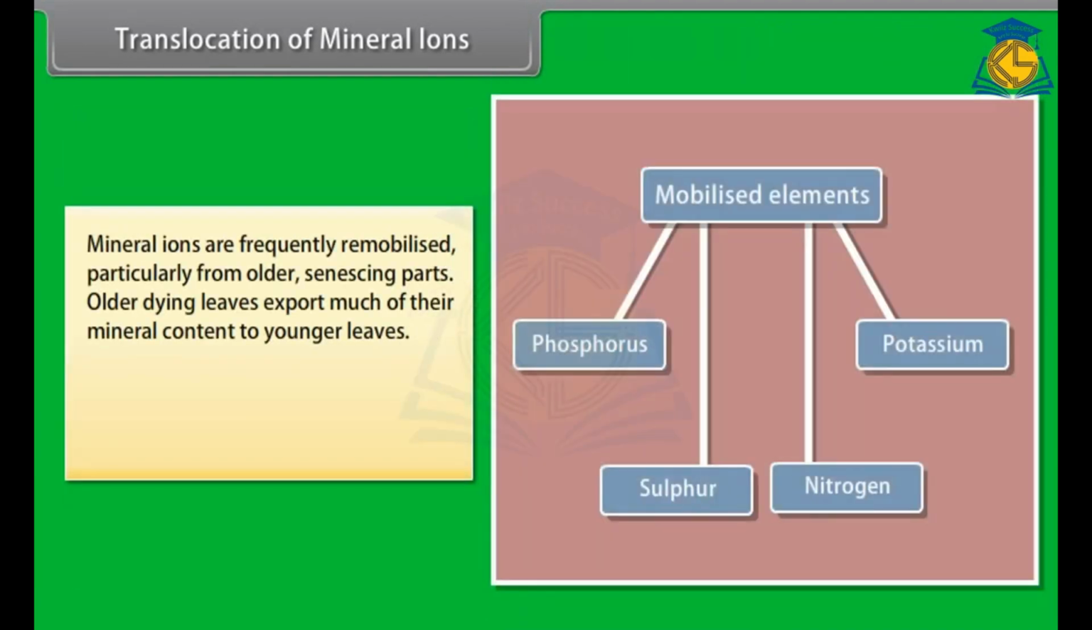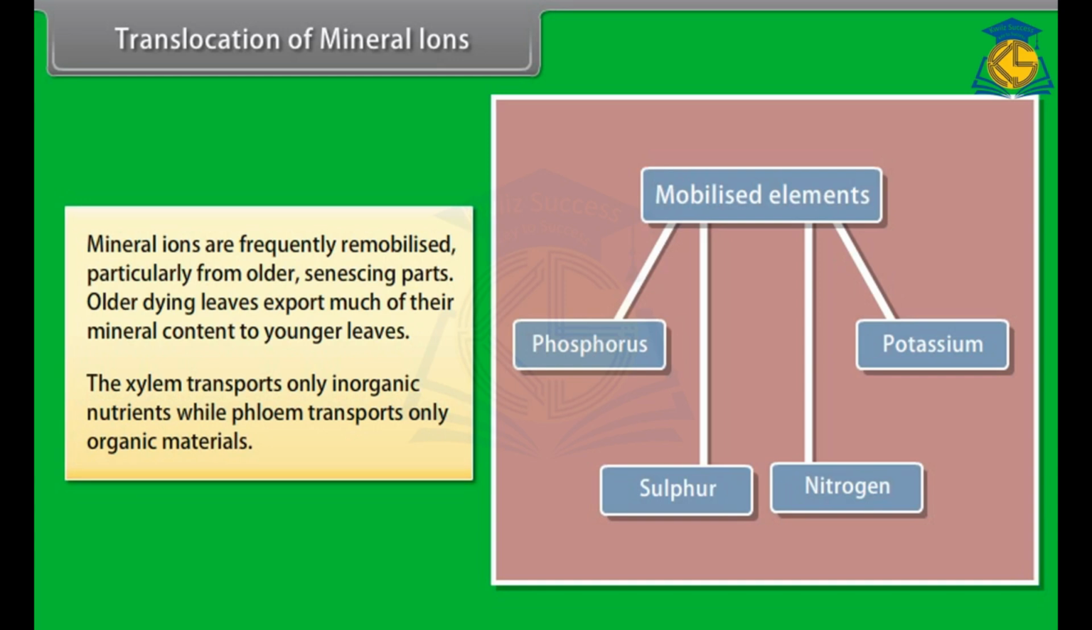Mineral ions are frequently remobilized, particularly from older, senescing parts. Older dying leaves export much of their mineral content to younger leaves. Similarly, before leaf fall in deciduous plants, minerals are removed to other parts. Elements most readily mobilized are phosphorus, sulfur, nitrogen and potassium. Some elements that are structural components, like calcium, are not remobilized. So, the xylem transports only inorganic nutrients, while phloem transports mainly organic materials.